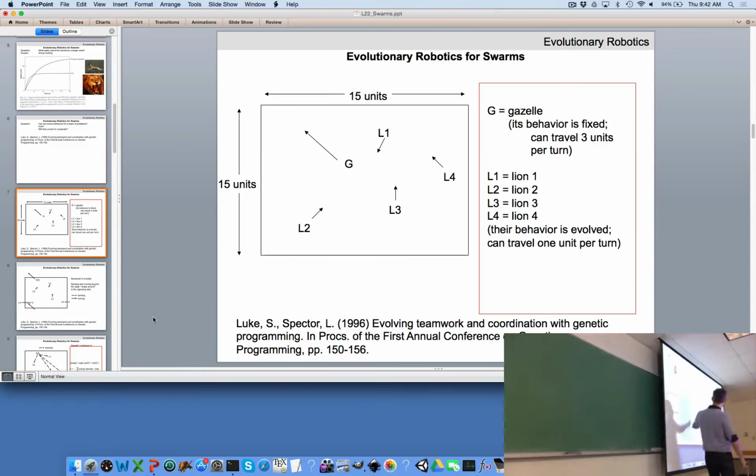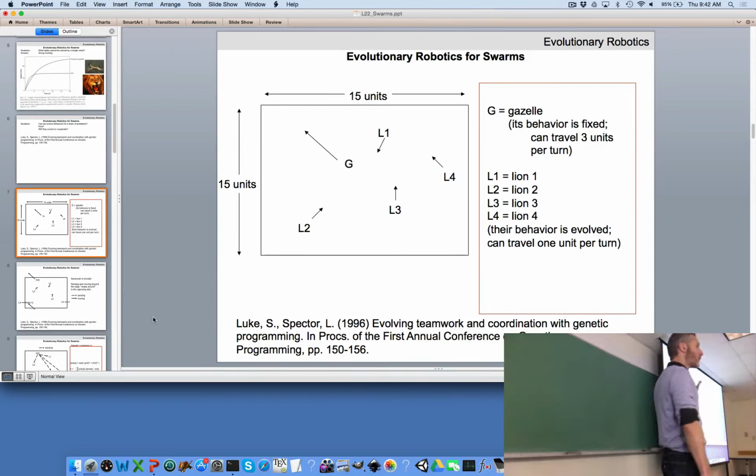They simulated 4 lions, L1 through L4, and a single gazelle. The gazelle, as you can see, moves faster than the lion. So at every time step of the simulation, the gazelle can move 3 units of distance. And at any one time step, the lions can only move 1 unit of distance. So this is actually even worse than real lions and gazelles, or at least worse for the lions. The lions are 3 times slower than the gazelles.